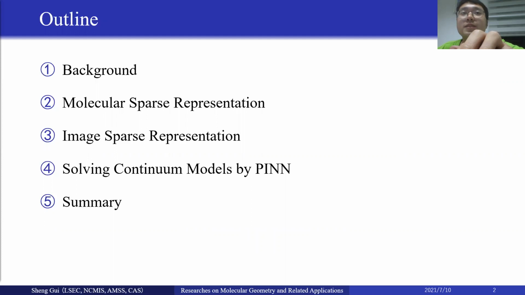My talk is divided into 5 parts. In the first part, I will give the application background about molecular geometry and introduce some definitions of molecular surface. Then I will talk about the motivation of research on molecular surface construction. In the second part, it's about molecular sparse representation. Furthermore, the sparse representation method is applied to the image field. In the third part, we survey the continuous models.